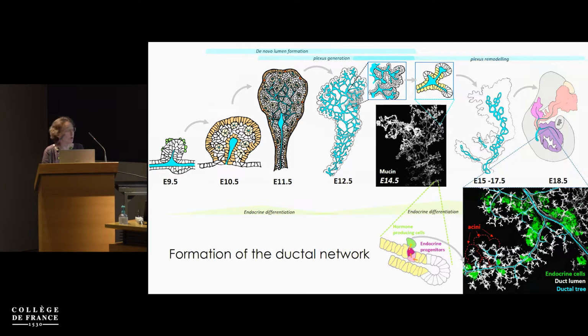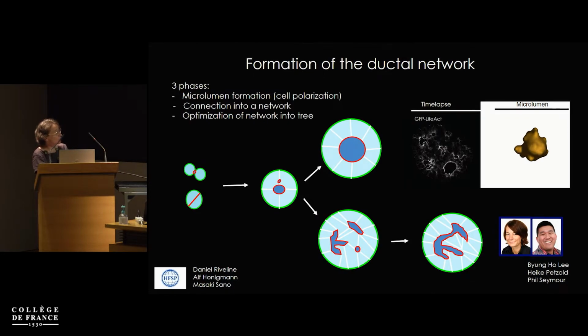But in vivo, it's very complex. So in vitro, what we can observe is that when we start from two cells that are compact together, or from a cell division, we have the formation of the first apical polarity and the formation of the first lumen. And when the cell divides again, you have the formation of a new lumen.